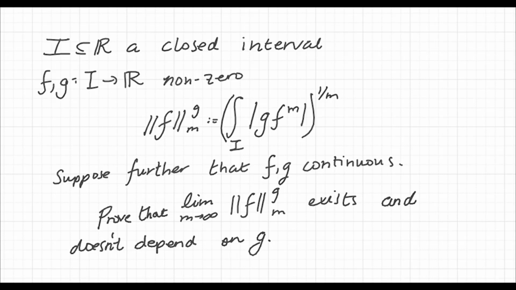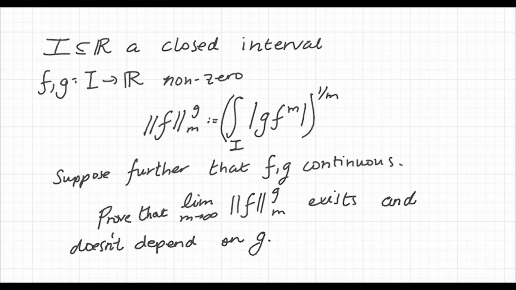We then define the norm of f, and this norm depends on g and on some positive integer m. We define the norm of f to be equal to the integral over I of the magnitude of g times f to the power of m, and then that integral raised to the power of 1 over m. So the mth root of the integral of the absolute value of g times f to the power of m.